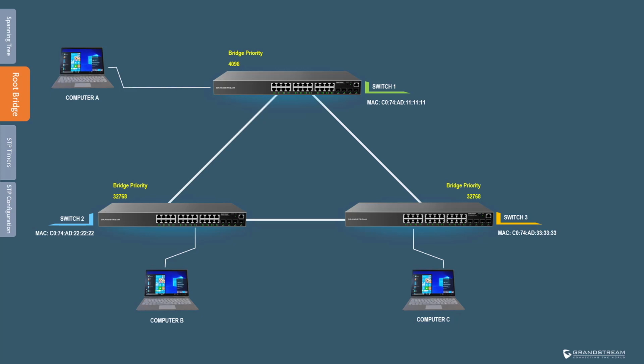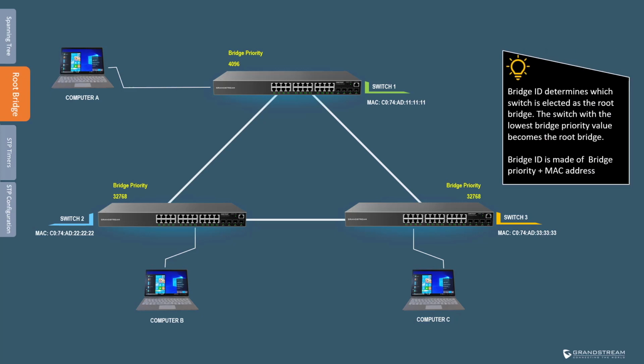For all switches in a network to negotiate a loop-free topology, the switches must elect the root bridge, which will be at the top of the spanning tree. The bridge ID of a switch will determine which one will become the root bridge. Basically, the switch with the lowest bridge ID wins the root bridge election. The bridge ID is made of the bridge priority value and the MAC address. The default value for bridge priority on all GWN switches is 32,768. If all the switches in a network use the same bridge priority value, the switch with the lowest MAC address will be elected as the root bridge.